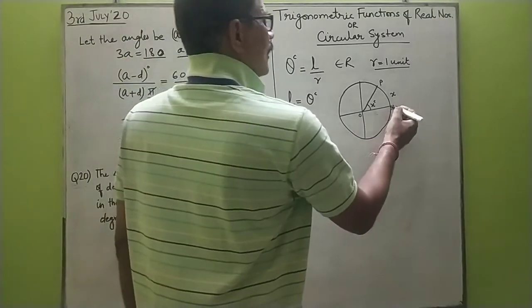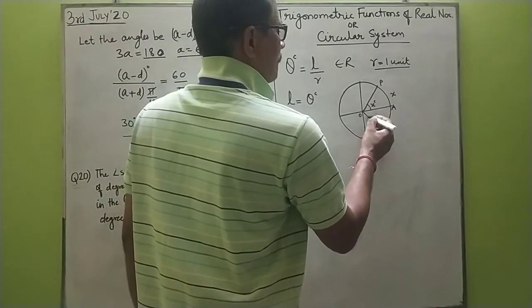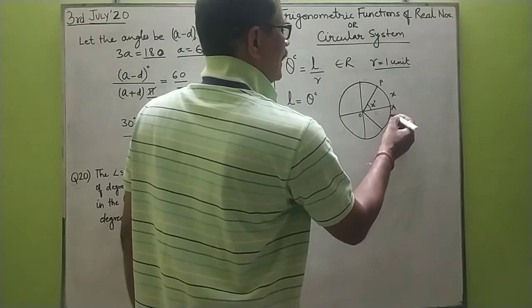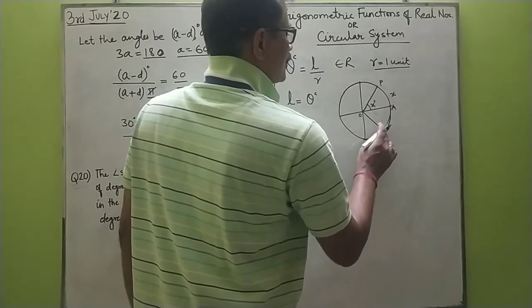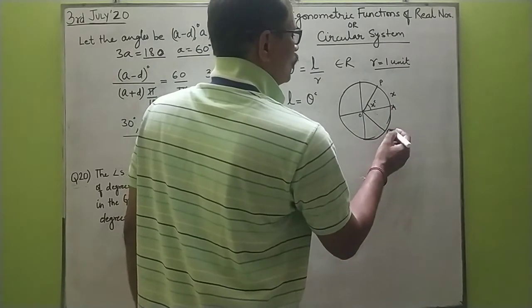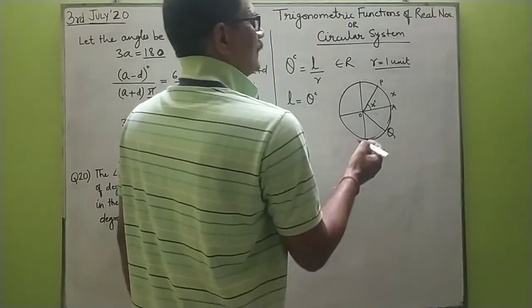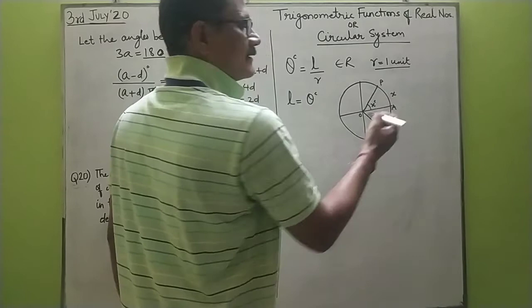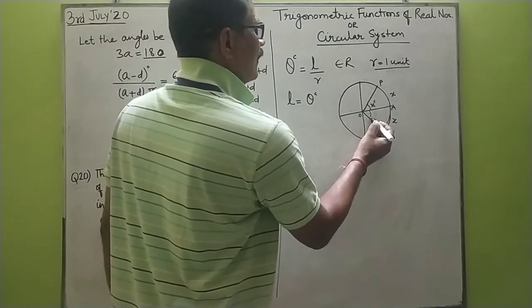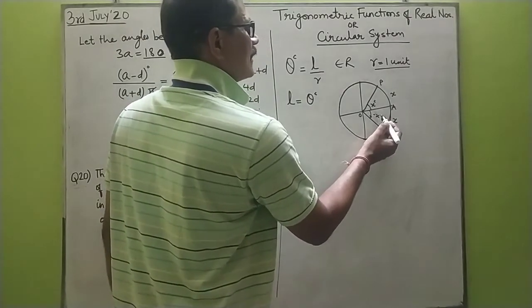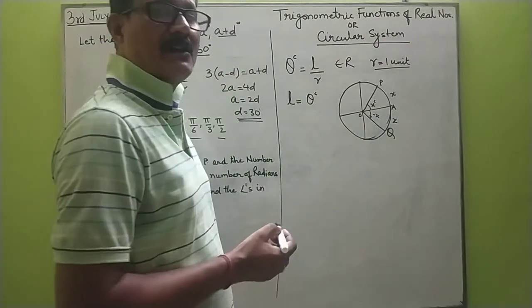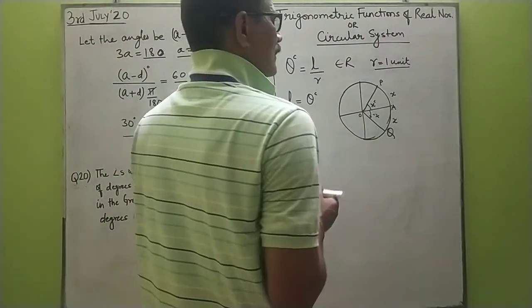And if it rotates clockwise and reaches position Q, covering a distance x, in that case this angle would be minus x, because the minus has come because of the rotation being clockwise. So this is what you need to understand.